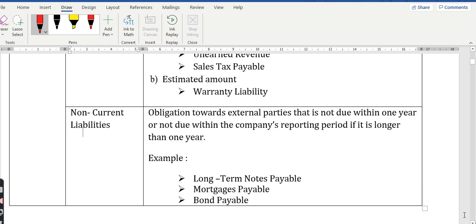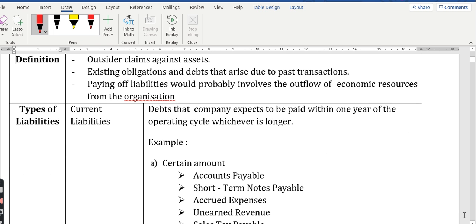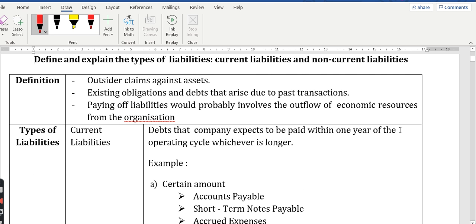Okay, so what are liabilities? Liabilities are actually outsider claims against assets. In Malay it's actually hutang, hutang perniagaan. These are existing obligations and debts due to past transactions. Paying off liabilities would probably involve the outflow of economic resources from the organization.